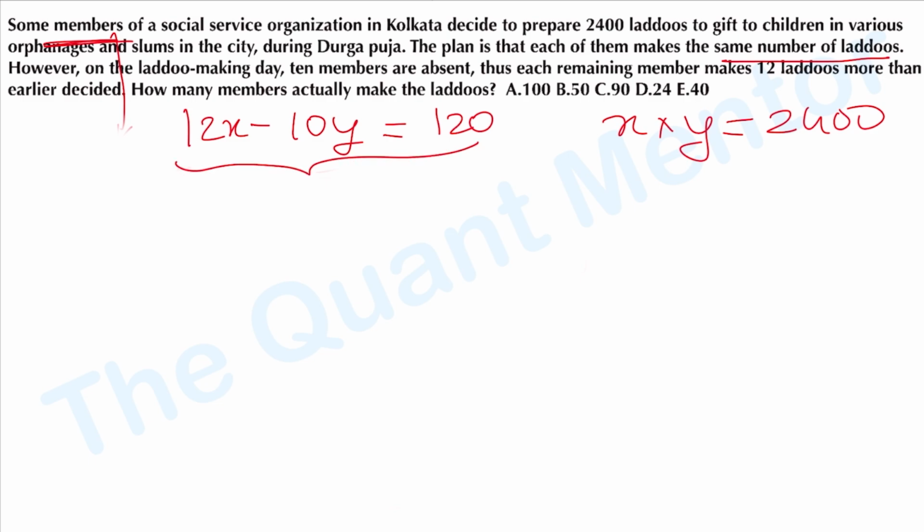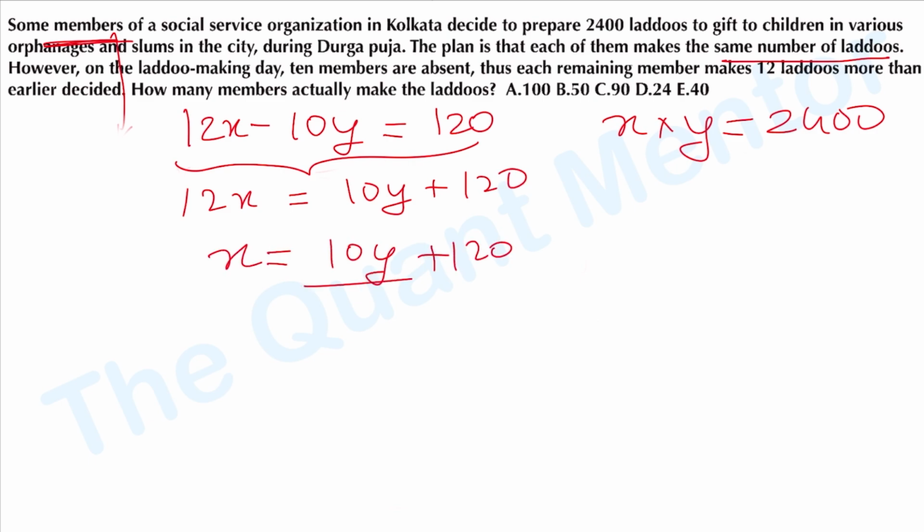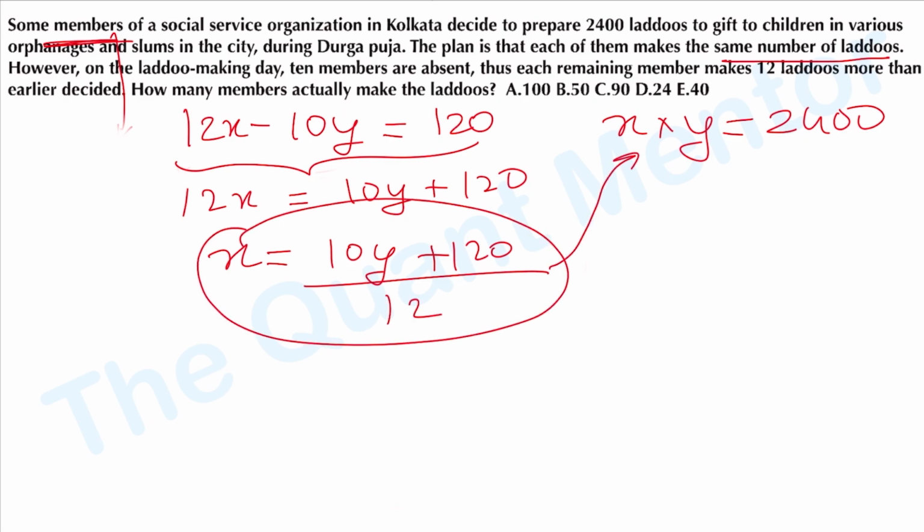In this equation, I'll take 10y on the right hand side. I'll get 12x is 10y plus 120. And dividing through by 12, I'm going to get x is equal to 10y plus 120 divided by 12. Now, this value of x we will substitute in the first equation that we saw. In place of x, we will have 10y plus 120 divided by 12. Y will be as it is. And the right hand side as it is, 2400.